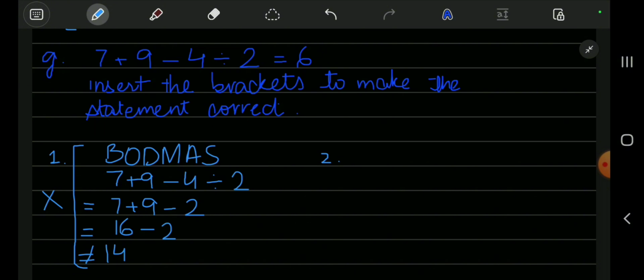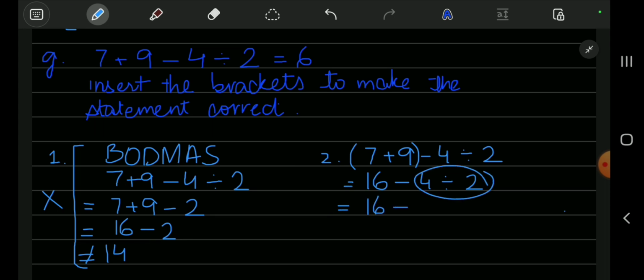Doing the second method, 7 plus 9 minus 4 divided by 2. First, we don't need to put a bracket over here, obviously, since it will be the same as the BODMAS rule. Let's put a bracket over here. So 7 plus 9 is 16 minus 4 divided by 2. Then first we'll do the division. 4 divided by 2 would be 2, 16 minus 2 would be 14.